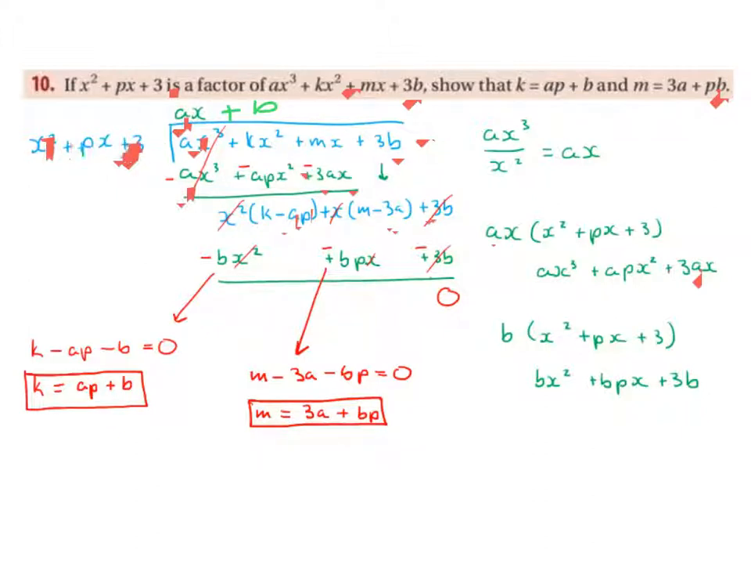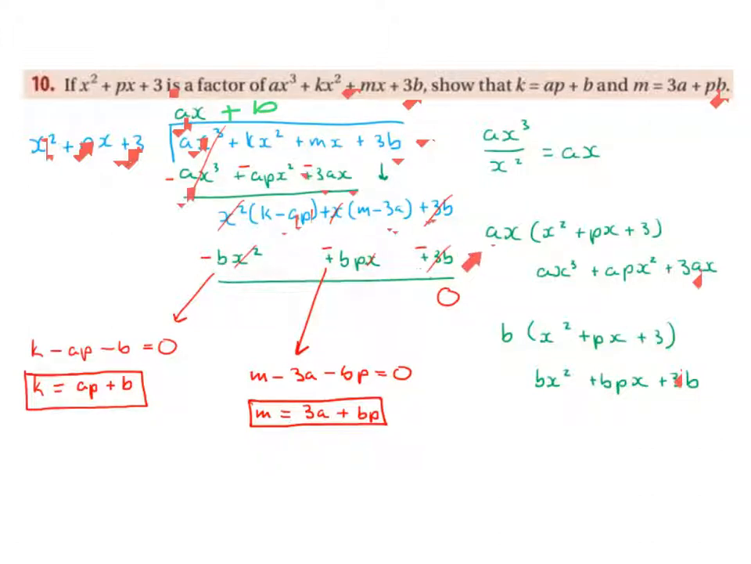So we need to multiply all of this by b. So b times x squared is bx squared. b times px is bpx. And b times 3 is 3b. So now we have 3b, which is what we want. So the bx squared goes here. The bpx goes here. And the 3b goes here.